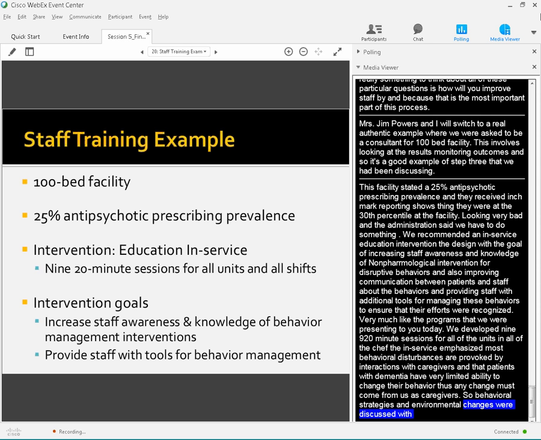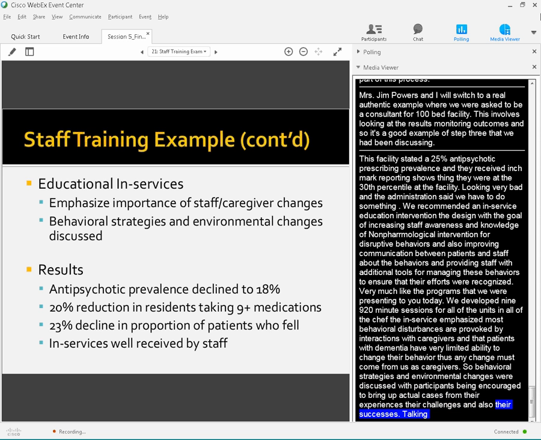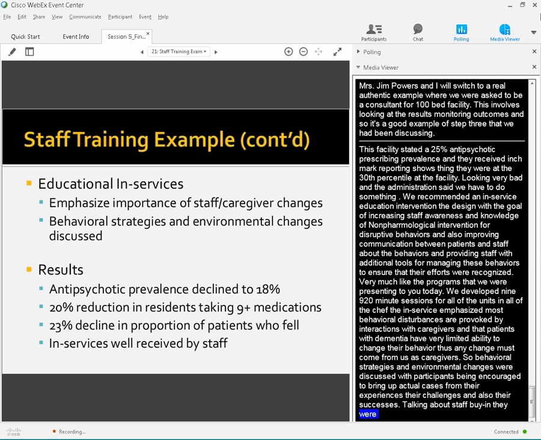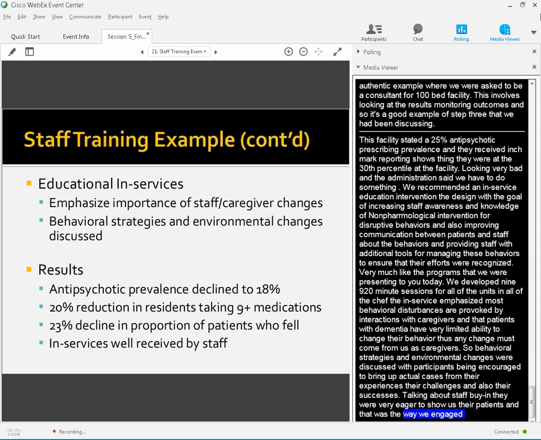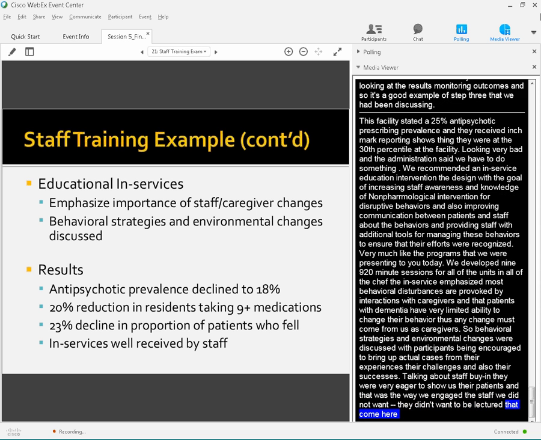And talking about staff buy-in, they were very eager to show us their patients, and that was really the way that we engaged the staff. They did not want to be lectured. We knew that. But come here, see what you'll do with this patient. See if you have any bright ideas. They loved that. It became a stump the chump, and we enjoyed it too.